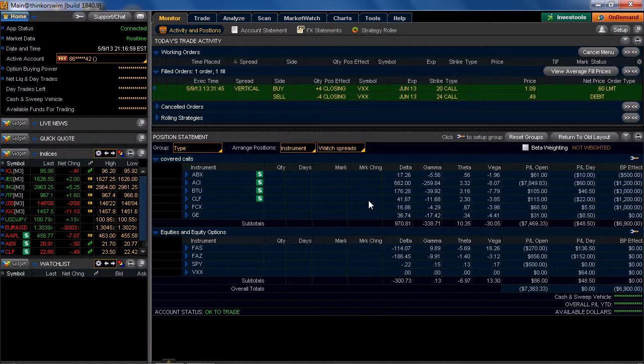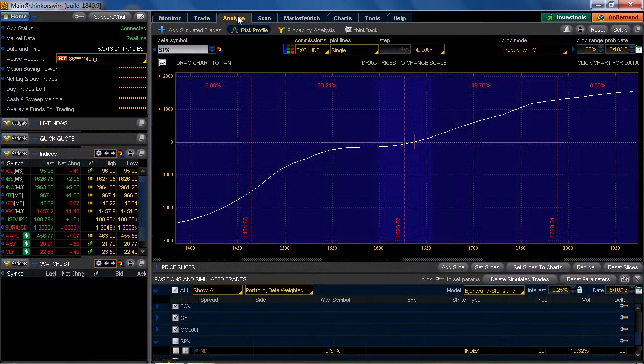I'm going to show you how to answer the question, what happens to my portfolio if the SPX decides to drop 10%? What you're looking at now is my IRA, and the first thing we need to do is go over to the Analyze tab. Once we're on the Analyze tab, we need to come down here and make sure we have Portfolio Beta Weighted selected.